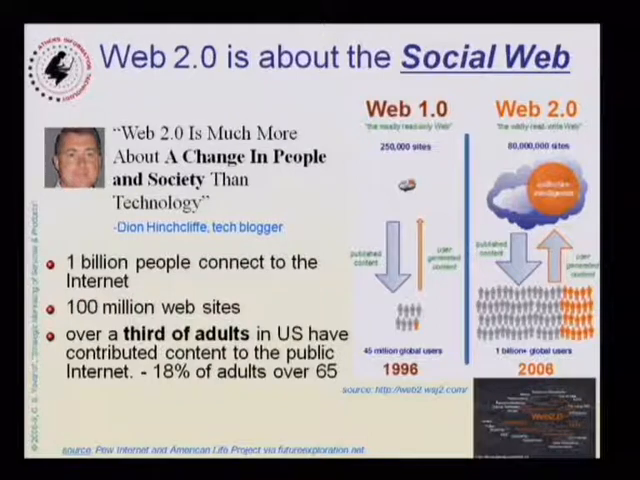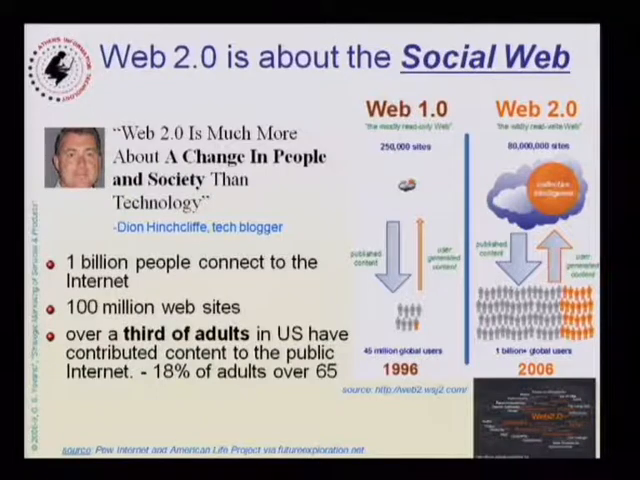So what we have today is 1 billion people connected to the web with more than 100 million websites, and, at least in the US, more than a third of adults having contributed content to the public internet. And of course, there is a generation gap in the demographics: only 18% of adults over 65 have contributed content to the web.